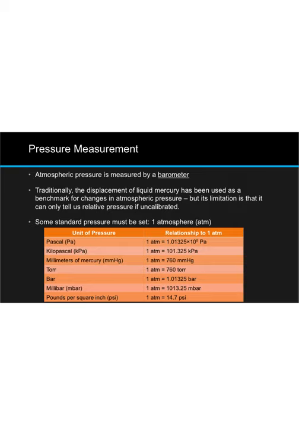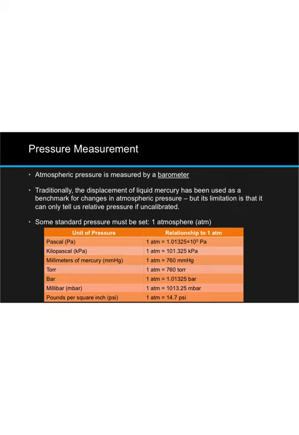Therefore, it's useful if we can set some benchmark that we can gauge other pressures by. That benchmark is standard atmospheric pressure, the normal pressure of the gases in the atmosphere under typical conditions. This standard pressure is referred to as 1 atmosphere, with the unit atmosphere abbreviated ATM.